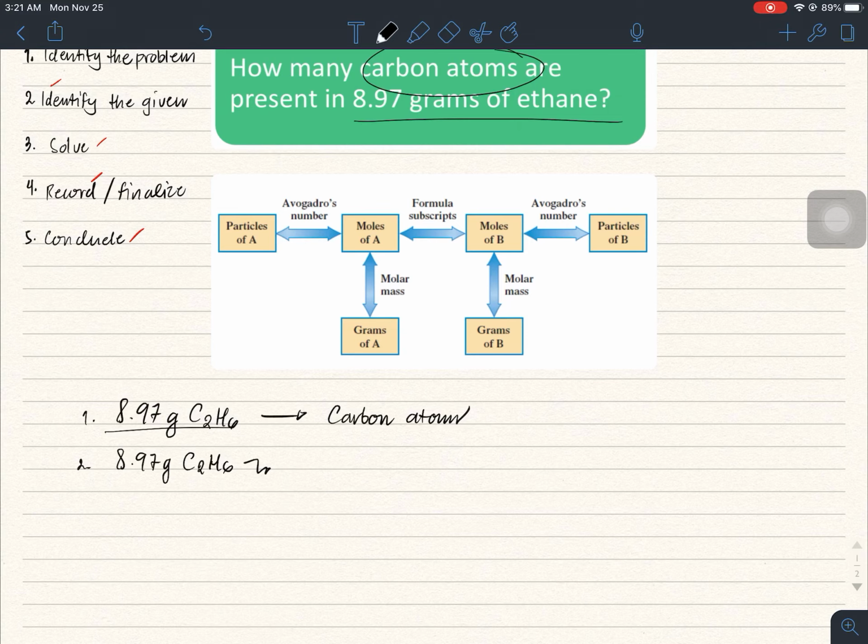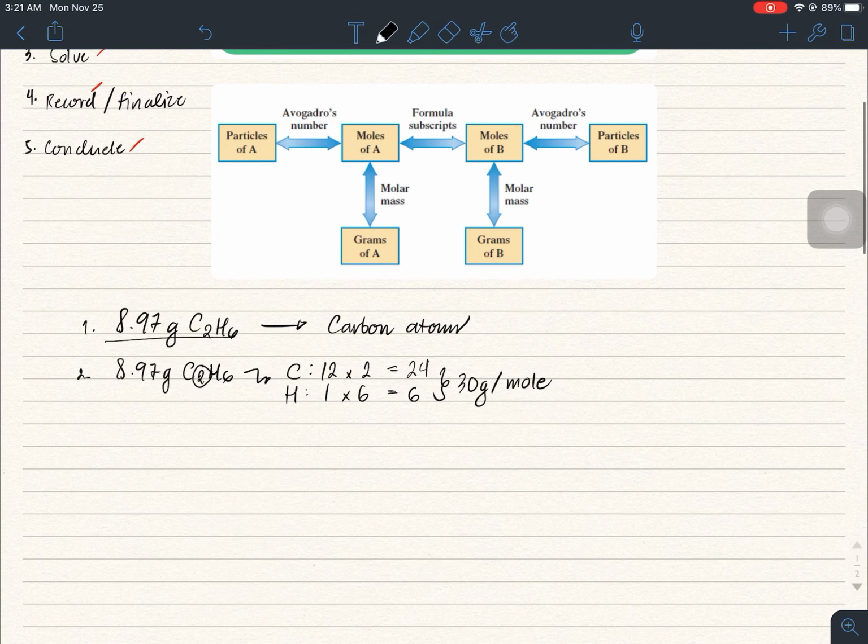So let's start with carbon and then your hydrogen. Your carbon is atomic weight 12. You multiply it by 2 since there are 2 atoms of carbon in your ethane, which gives us a total of 24. And then your hydrogen is atomic weight 1. Since we have 6, it gives us a total of 6. You add carbon and hydrogen, you have 30 grams per mole of our substance.